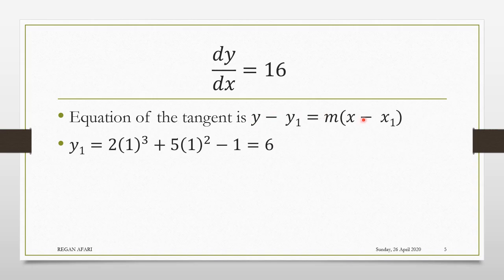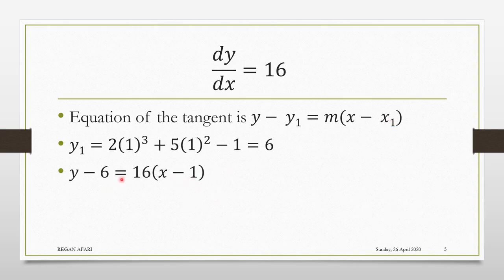We have our equation. The 6 will replace the y. The 16, which is the gradient, will replace the m, and then the 1 will come and replace the x1 here. So we have y minus 6 is equal to 16 into x minus 1. This 6 is replacing the y1, the 16 is replacing the m, and then x equals 1, which was given to us, is replacing the x1.